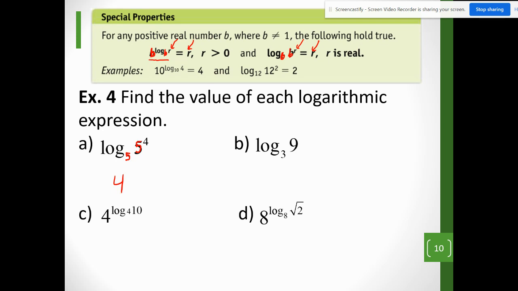You might say, well, in example B, the 3 and the 9 are not alike. Well, let me rewrite this as log base 3 of 3 to the 2nd. Notice I rewrote my 9 as 3 to the 2nd because I wanted these 3's to repeat. So based on our second rule, I'm just going to get 2. This answer is just 2.